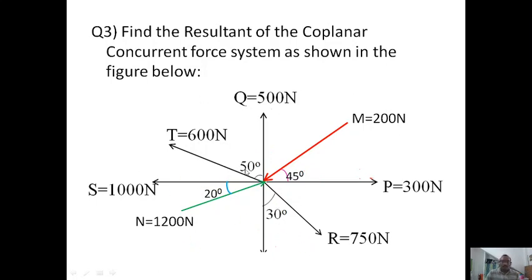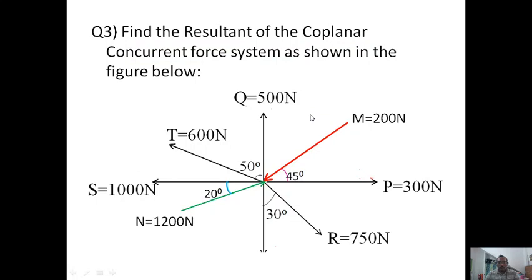Now there are forces P, Q, R, S, T, N, M acting on a coplanar concurrent force system. This force system is a coplanar concurrent force system. So we want to find the resultant. Whenever they say the resultant, you should find the magnitude of the resultant and the direction of the resultant, and after finding the result you should show it diagrammatically, right?